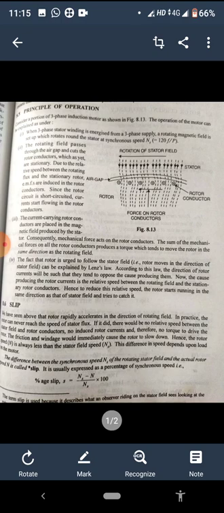Due to that, a current is produced, directed into the paper, which is shown by the plus sign. Then this current carrying conductor is placed in the magnetic field, so it will experience a mechanical force. We determine this by using Fleming's left hand rule. So here we are using both rules, Fleming's right hand rule and Fleming's left hand rule.